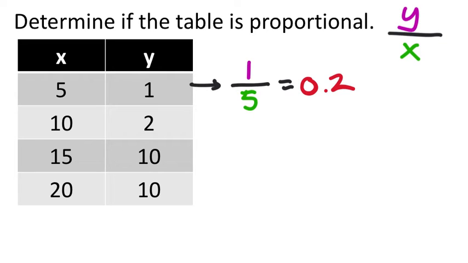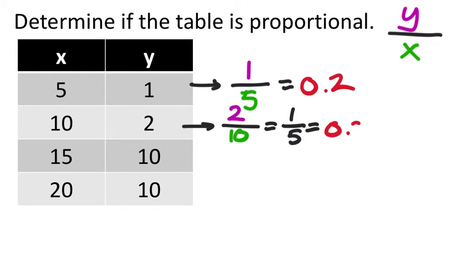Now, remember, one fraction is never enough to determine if a table is proportional. We have to check all the other values as well. So on this one, the y value is 2, and the x value is 10. And yeah, this actually would have simplified to 1/5 anyways, but as a decimal, you'll still get 0.2, okay? So these two values are equivalent, which means that between the two, they're proportional, but is the rest of the table proportional? That's what we need to find out.